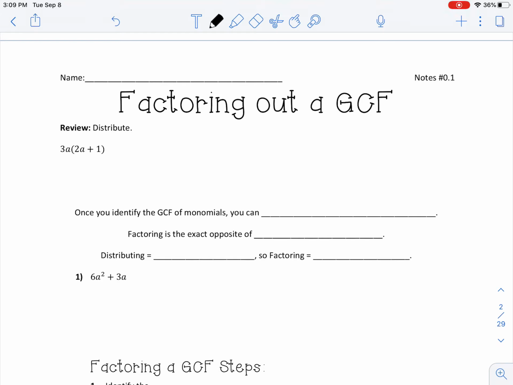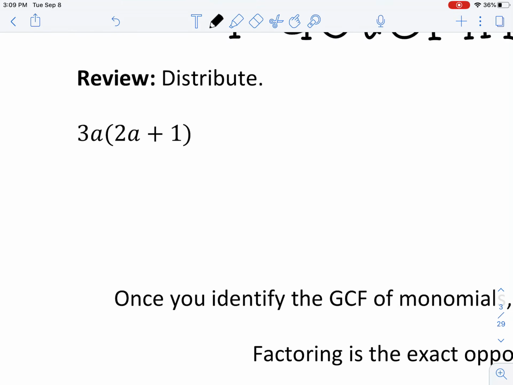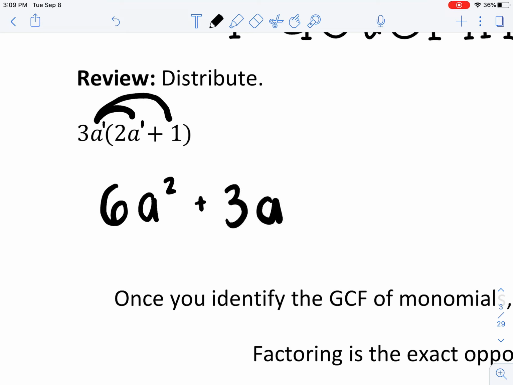We're going to start out with a review question, and this simply is asking us to distribute. So hopefully we remember how to distribute. We have 3a times 2a. When you distribute, you are multiplying. So 3 times 2 is 6. And we add our exponents. So those both have imaginary ones. So 1 plus 1 is 2. So that's 6a squared. And then 3a to the first times 1 is 3a. So our answer is 6a squared plus 3a.